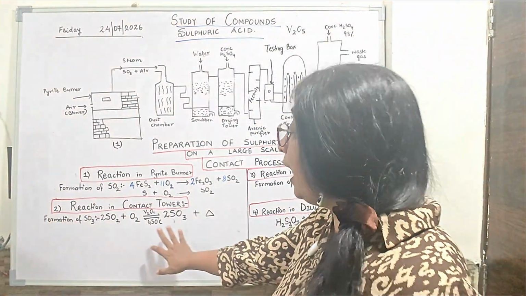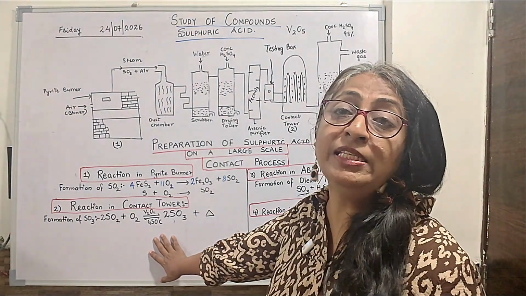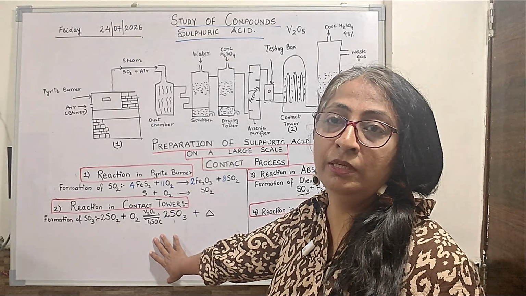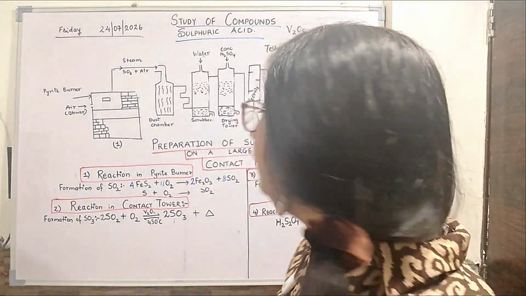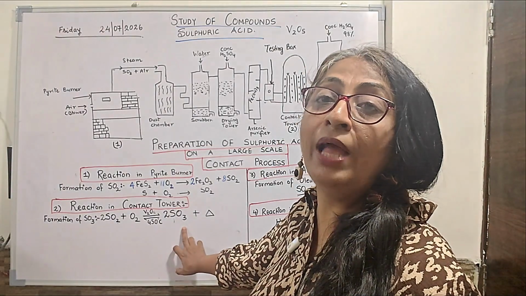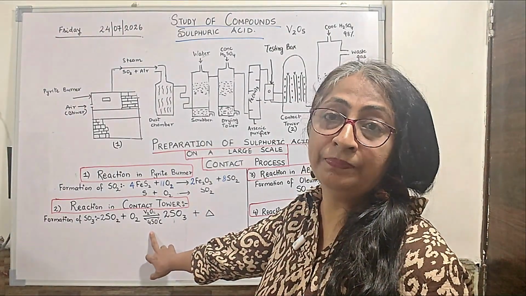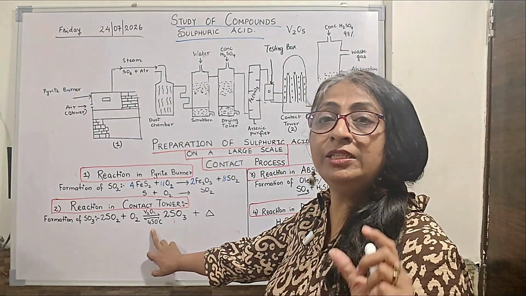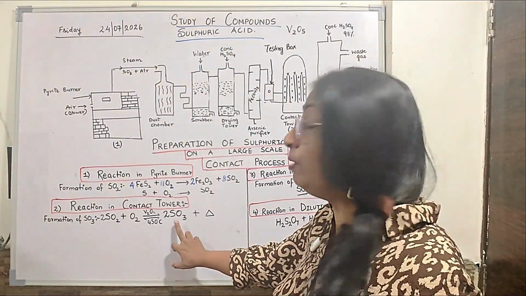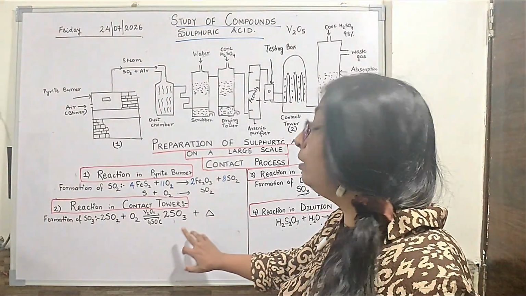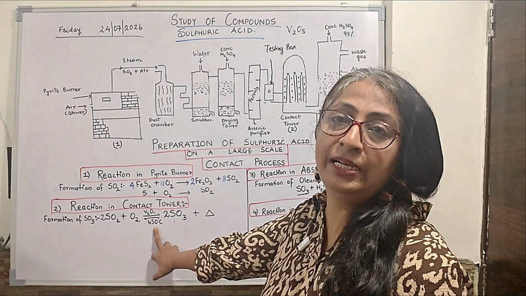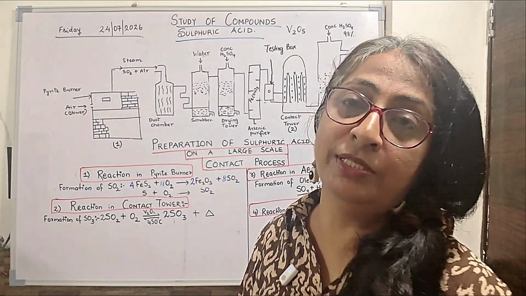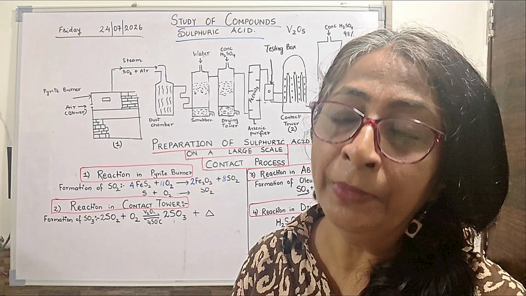Exothermic reactions are always favored at low temperatures. But we cannot go very low, because if we go very low, then the yield is not as good as what we get at this temperature. So the best temperature, where we get maximum yield and less wastage of fuel, is 450 degree Celsius. So exothermic reactions are favored at low temperature.